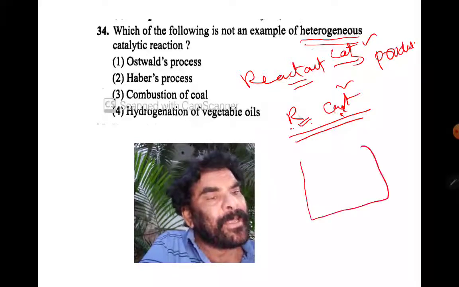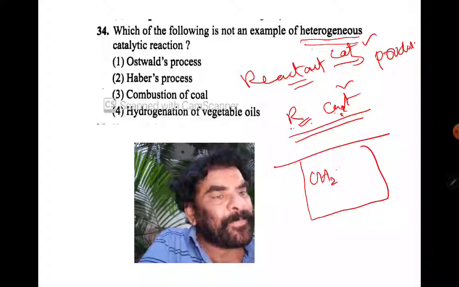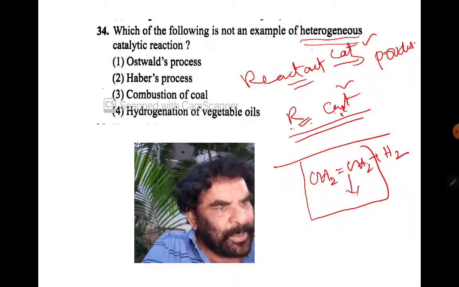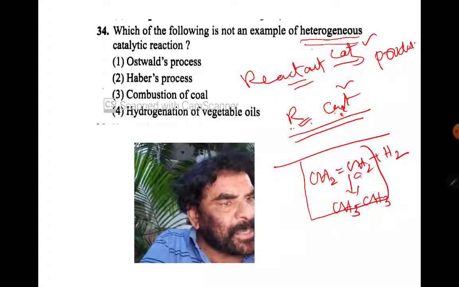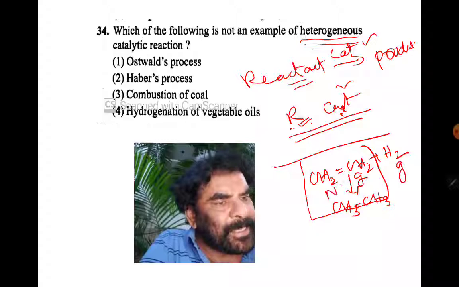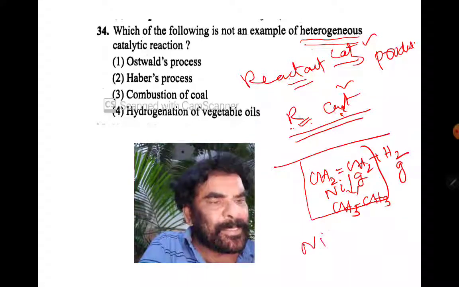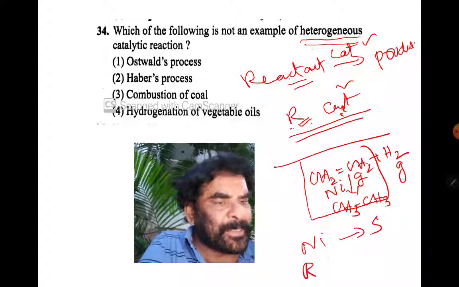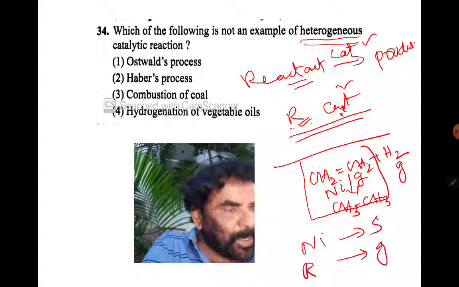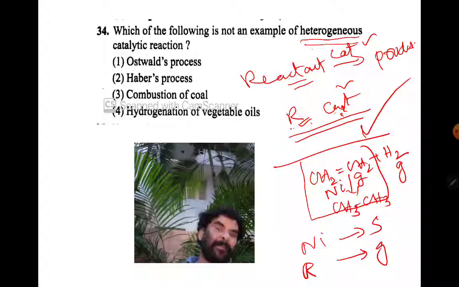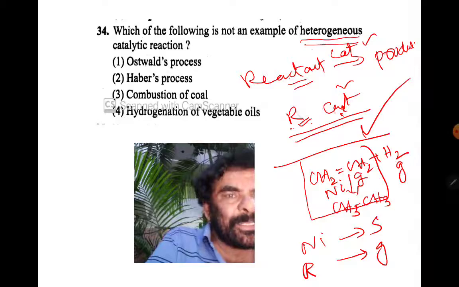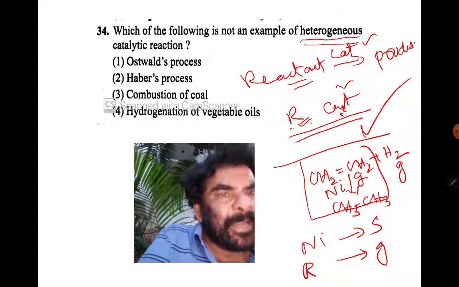Take ethylene, a very common catalytic reaction: hydrogenation, and ethane is formed. Under reaction conditions, the reactants are gases. The catalyst is nickel, platinum, or palladium. Nickel is solid and the reactants are gas. These two are in different physical states, different phases. This is called heterogeneous catalysis, right? So it's a heterogeneous catalytic reaction.